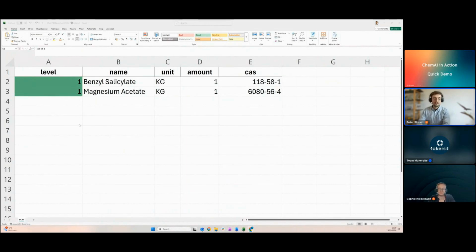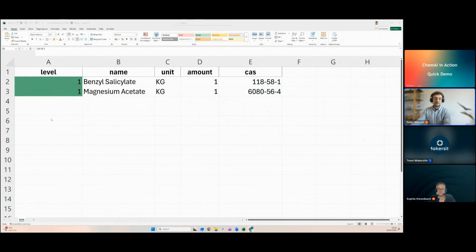So what I've got on the first screen here is a very simple way of getting the chemicals into the Makersite platform. So this is a very simplified bill of materials for two chemicals that I know do not exist in EcoInvent or Carbon Minds or other data sets within Makersite. So we have benzyl salicylate and magnesium acetate, with their name, their amount, and a CAS number.